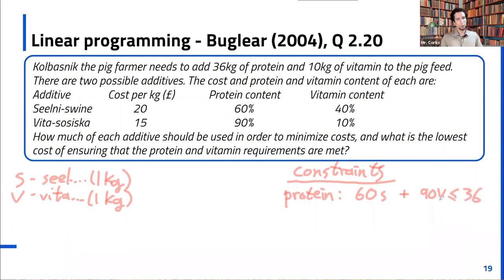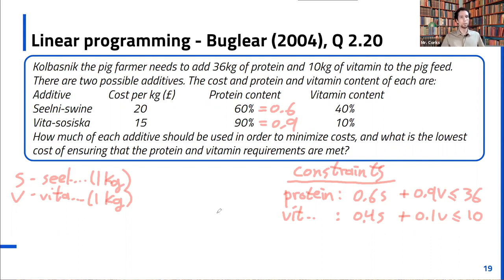36. Why? I see the 36. Why 60 and why 90? Actually, it should be 0.6 and 0.9. I'm sorry. There we go. So remember, we write percentages as like 60 and 90 and such, just for convenience, the real number here is 0.6 and 0.9. So 0.6 and 0.9. And for vitamin content, yeah, vitamins. 0.4 S plus 0.1 V is less or equal to 10. Less than or equal to 10. Okay. I agree with a lot of this. There's one part with each of these I think we need to change.